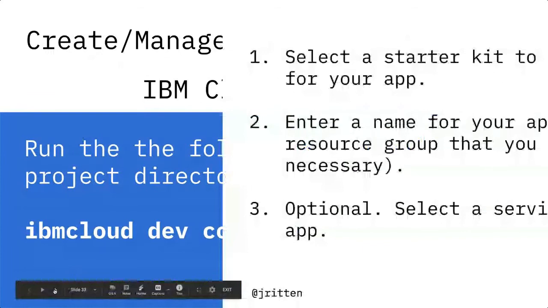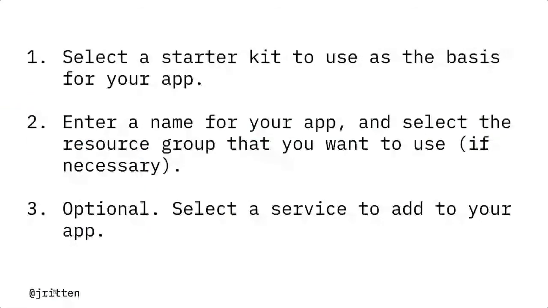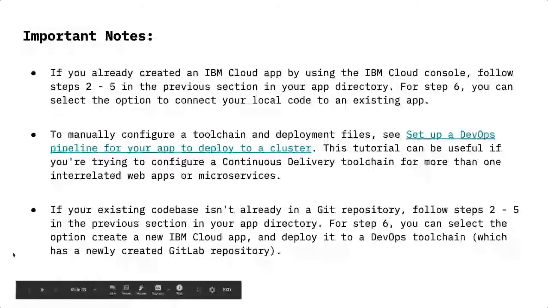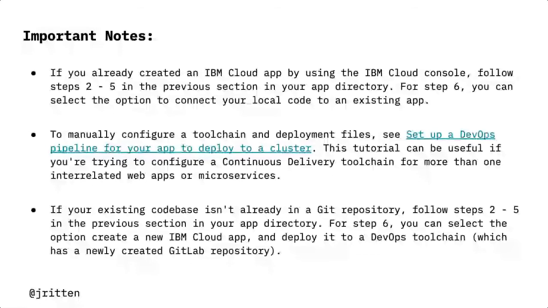So the next step is, what did we just do? We selected a starter kit to use as the basis for our application. We entered the name for our app and selected the resource group that you want to use. And then also you can select a service to add, which is optional. And we'll take a look at what services we can add when we walk through and create our application. So just a few important notes before we go into building and deploying our application.